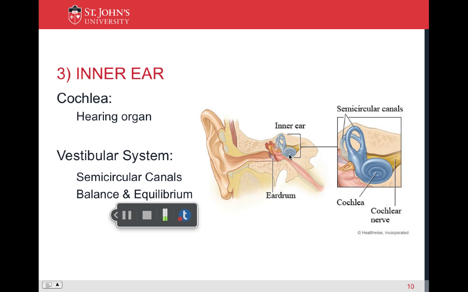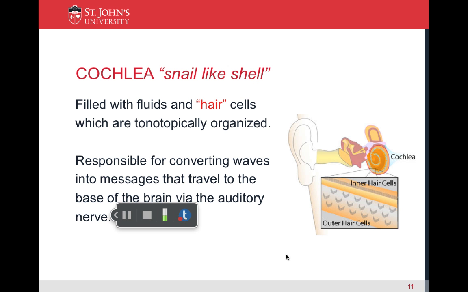So beyond your middle ear is your inner ear, and that's your cochlea, the snail-like shell, which is your hearing organ. And then you have these semicircular canals, which are your vestibular system. Your vestibular system is important for balance and equilibrium.